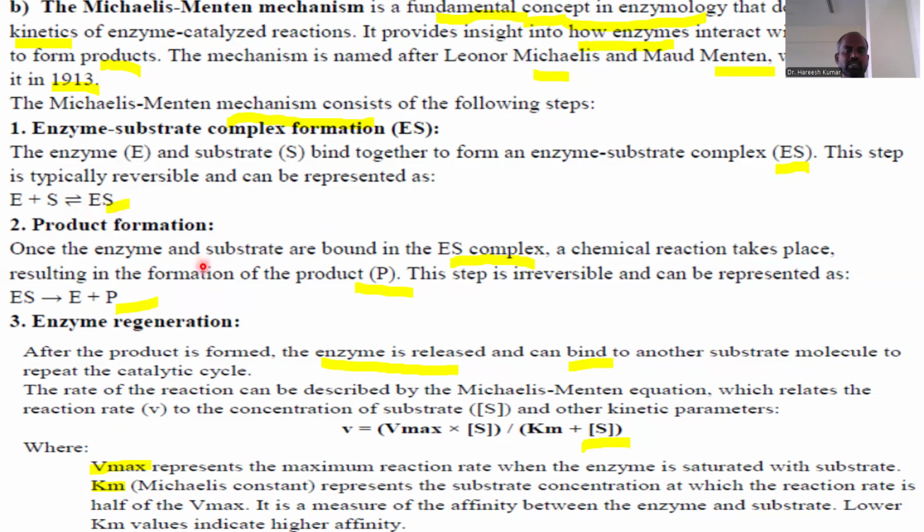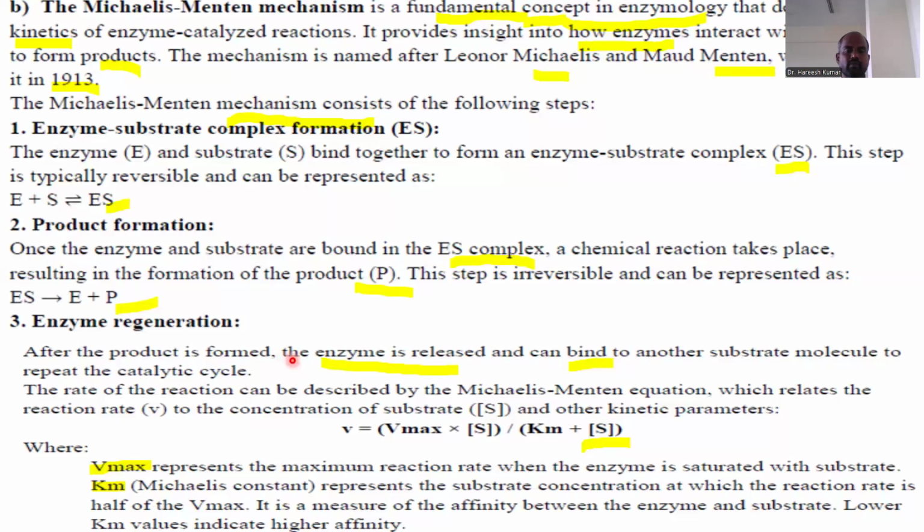Product formation: once the enzyme and the substrate are bound in the ES complex, a chemical reaction takes place, resulting in the formation of product. This step is irreversible and can be represented as ES giving rise to enzyme plus product. This is called regeneration of the enzyme, and the product is obtained. Enzyme regeneration.